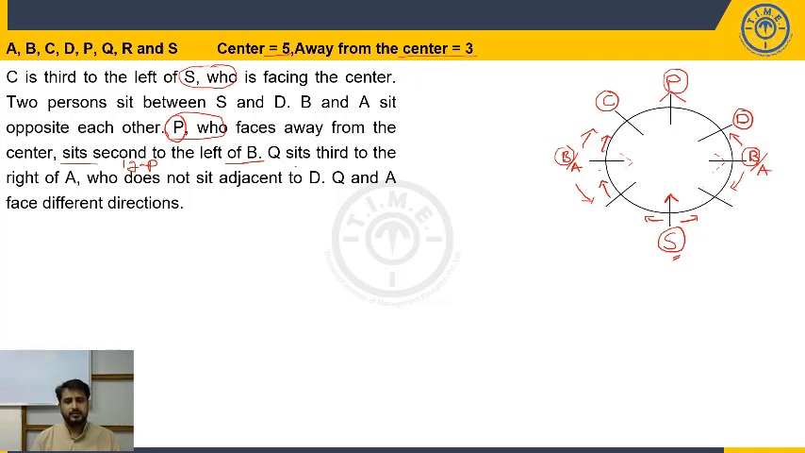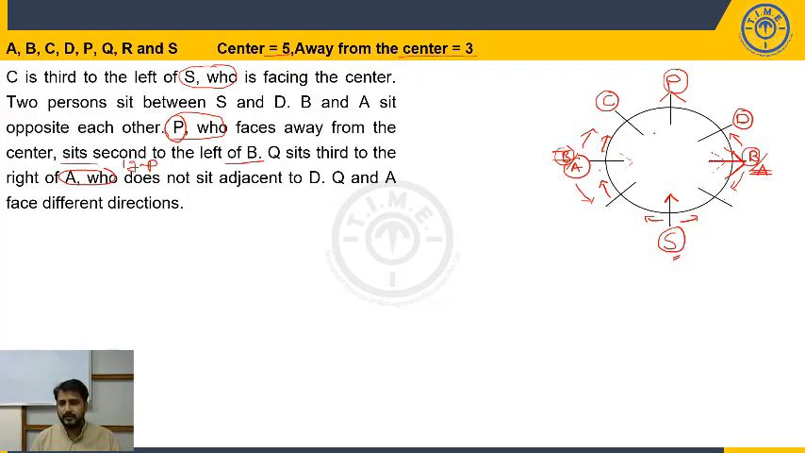Now what is given next? Q sits third to the right of A. A does not sit adjacent to D. Here it is mentioned clearly that A does not sit adjacent to D, so that position for A is ruled out. So this position is given to B, and opposite will be A. When B is here, B will be facing away from the center.